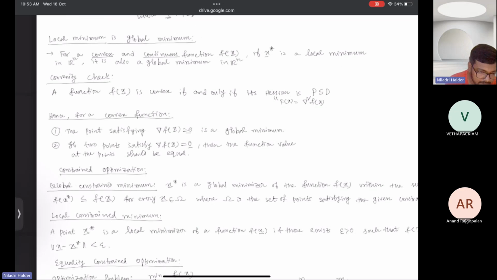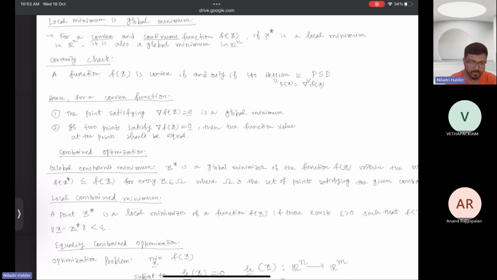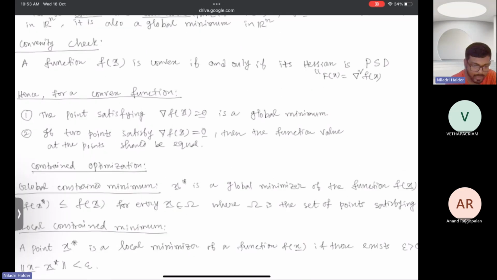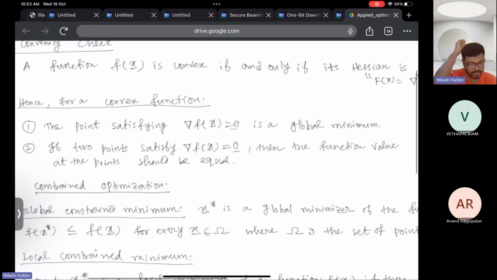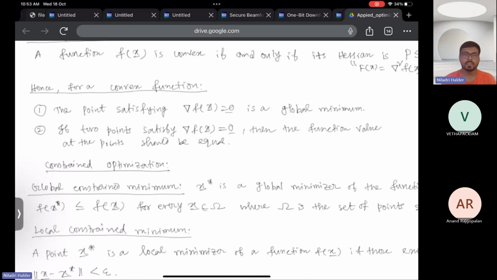Other advantages are that a point satisfying gradient of f(x) equal to 0 is a global minimum, and if two points satisfy gradient of f(x) equal to 0, then the function value at those points will be equal. So for a convex function we don't need to check second order conditions. Just the first order conditions are sufficient.